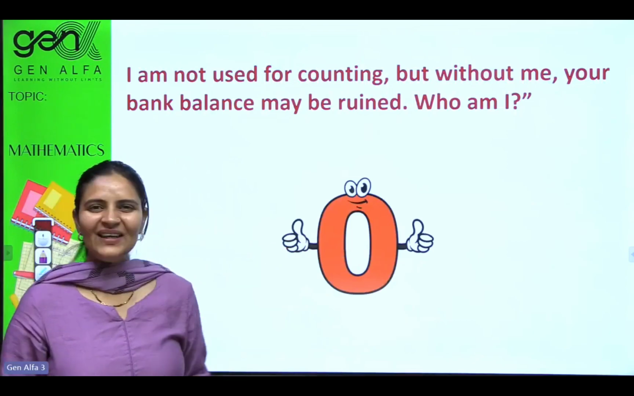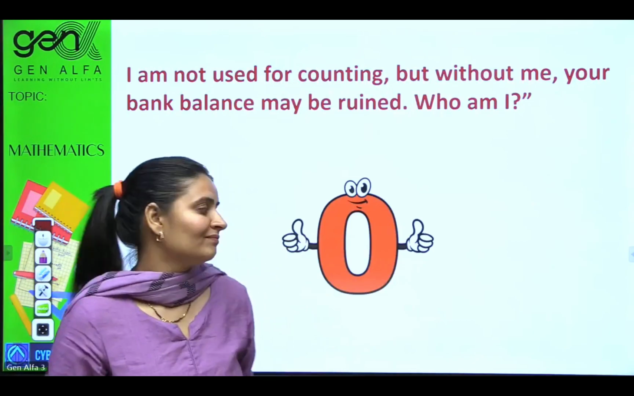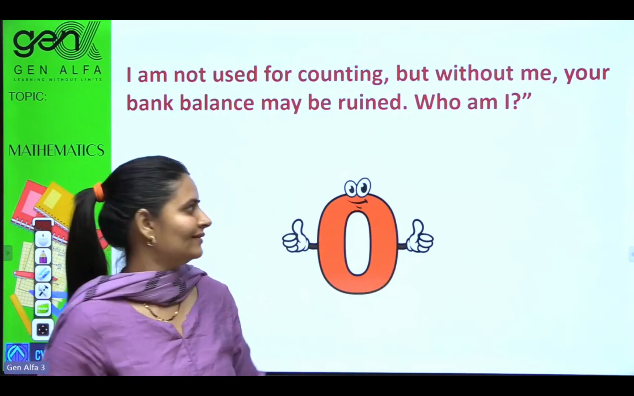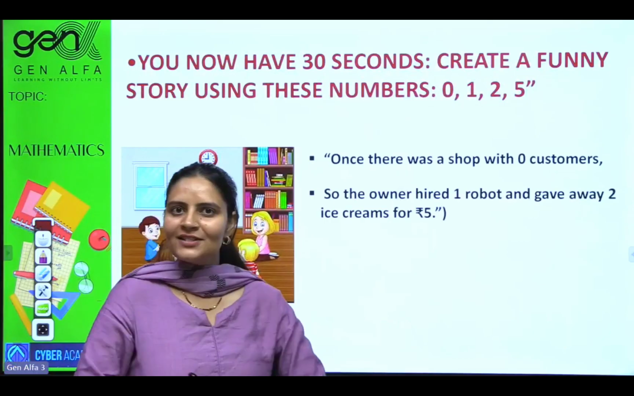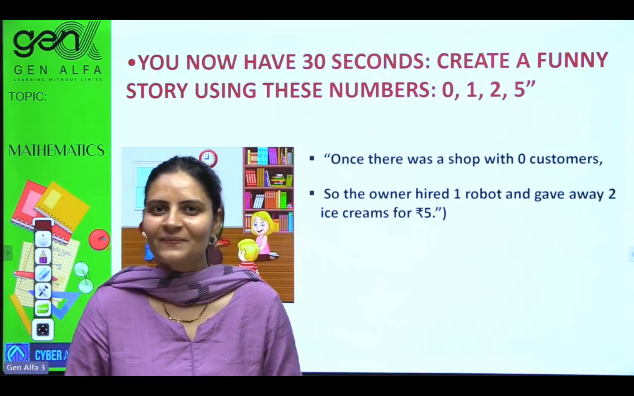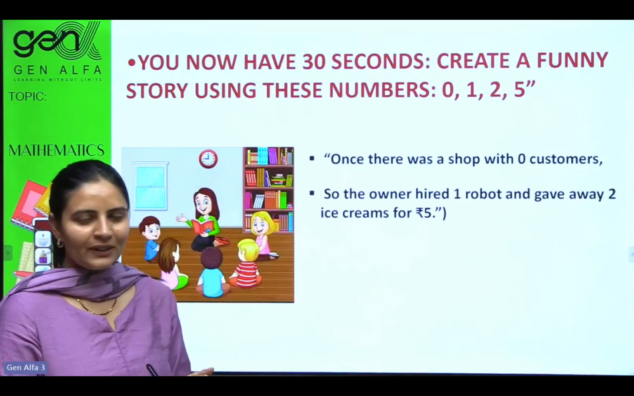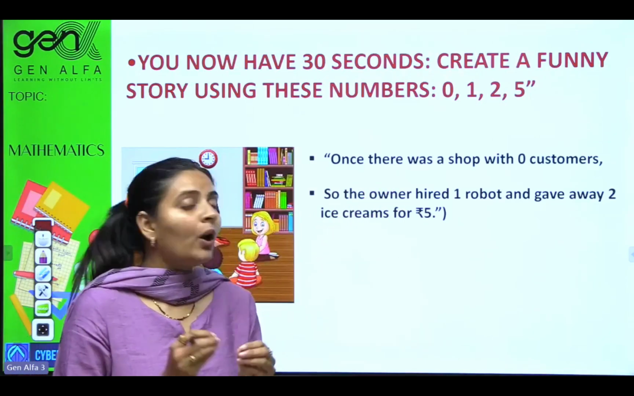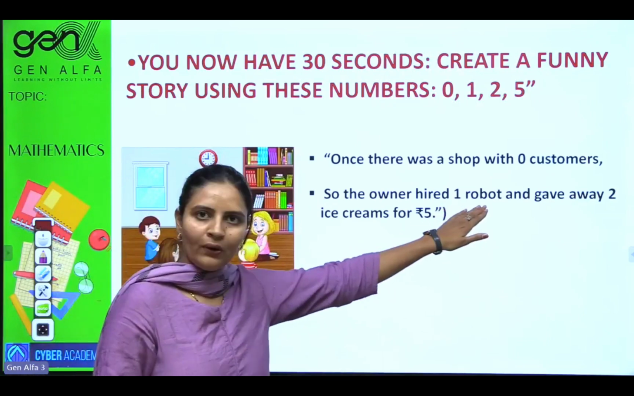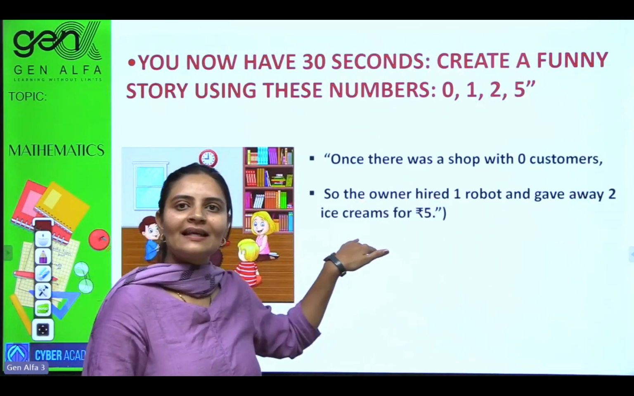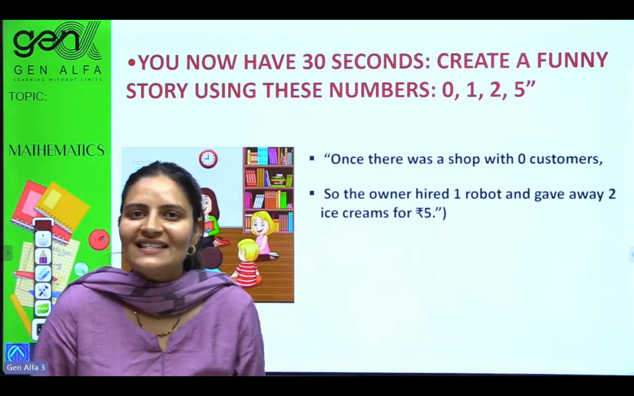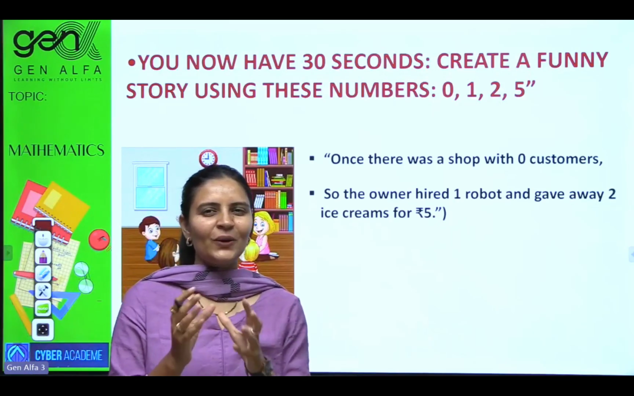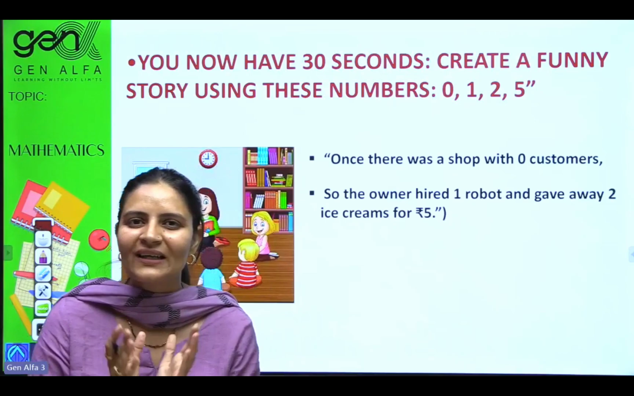Zero. Yes? Without it, the world is looking impossible. So let's just lighten our mood with some storytelling. Yes, I have made up a story. Once there was a shop with zero customers. So the owner hired one robot and gave away two ice creams, 4 rupees 5. See how beautifully the numbers are arranged in a story? So it's your time to create your own silly number story to make the concept ingrained in your mind.